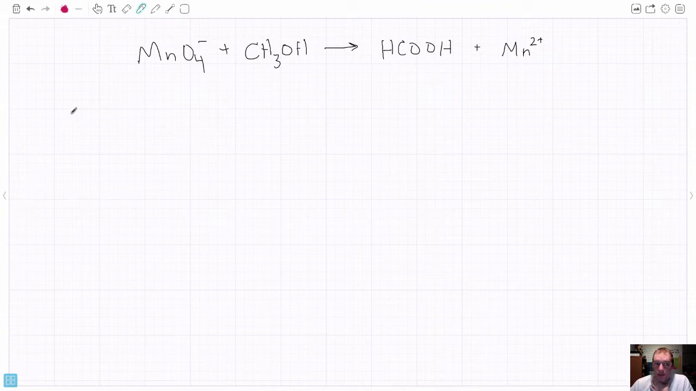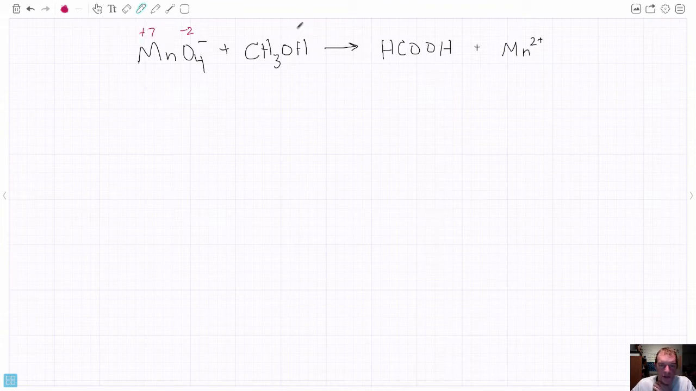And don't forget, you can pause this video if you have to. So we've got MnO4 minus plus CH3OH, methanol, yields HCOOH, which is formic acid, plus Mn2 plus. So the first thing we want to do is assign oxidation numbers. -2 times 4 is -8, which means the manganese is plus 7.